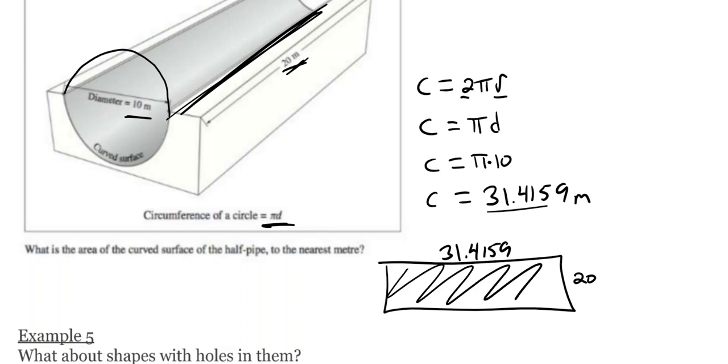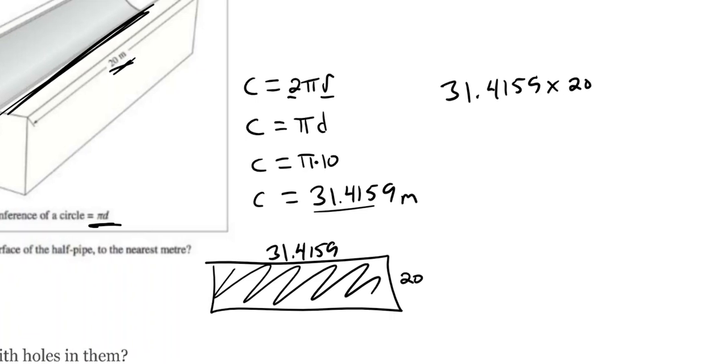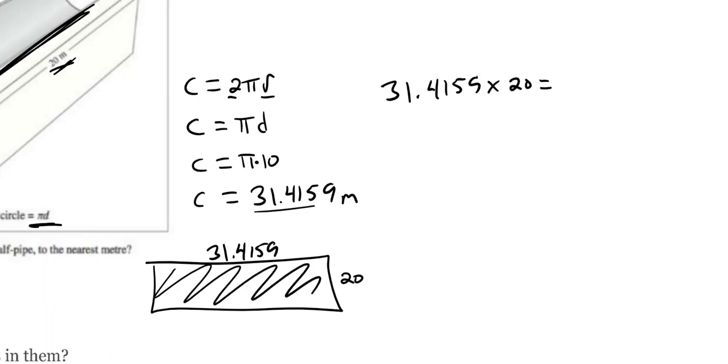So now if I want to find my area of that, that would just be 31.4159 times 20, which is equal to 628.319. I'm just leaving extra digits there. It's not too bad if we rounded it to 628.3 or whatever there too. Okay, so that's what we got there.